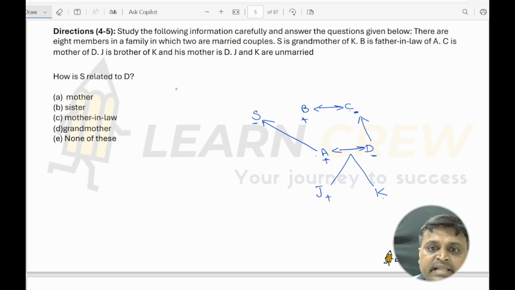How is S related to D? S is what? Husband's mother. Husband's mother is mother-in-law. Option C.